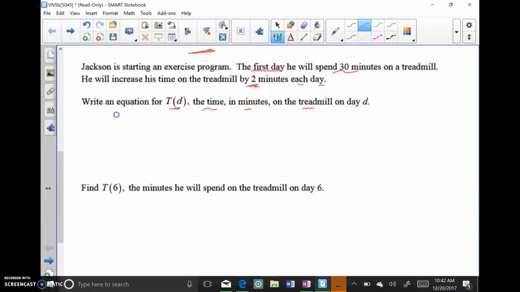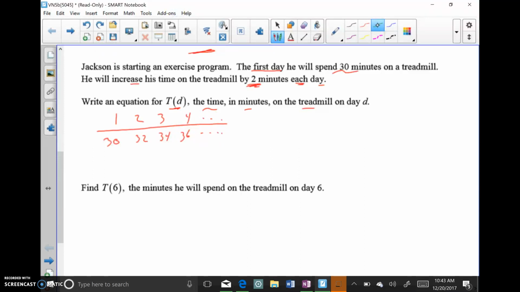So if we were to make a table, on the first day, he's spending 30 minutes. On day 2, since he's going to increase his time by 2 minutes each day, he would spend 32 minutes. On day 3, it's going to be 34. On day 4, it's going to be 36, and so on.